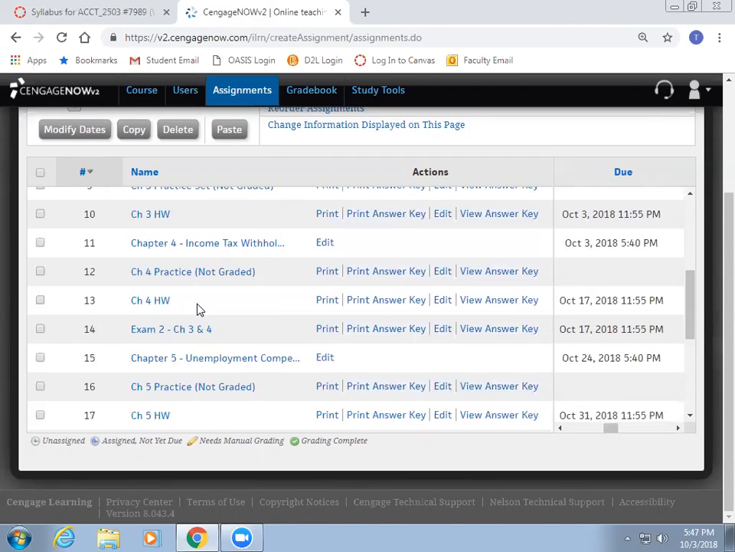So nothing is due next week, but you can obviously work on your Chapter 4 homework and then obviously your test as well. And the Chapter 4 homework and Exam 2 will be due on October 17th as scheduled. And I will not be here that night, so we will not have class. It is the week of fall break, so I'm going to just be gone.